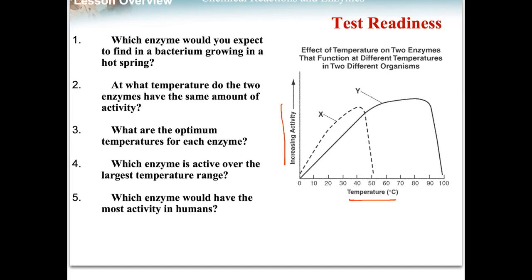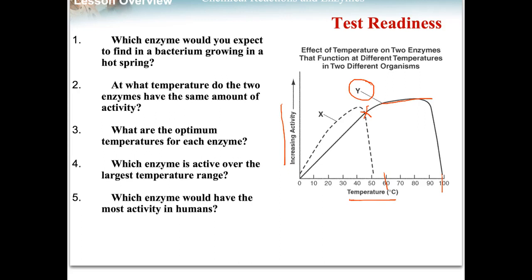If you figured that it would be enzyme Y, you are correct. And the reason is that the activity of the enzyme is shown to be most active at temperatures that are at a higher level than enzyme X. Next, at what temperature do the two enzymes seem to have the same amount of activity? Well, the only place on the graph where the two lines intersect is this point. So at that point, which would be just about 50 degrees Celsius, it shows that our enzymes have the same amount of activity.